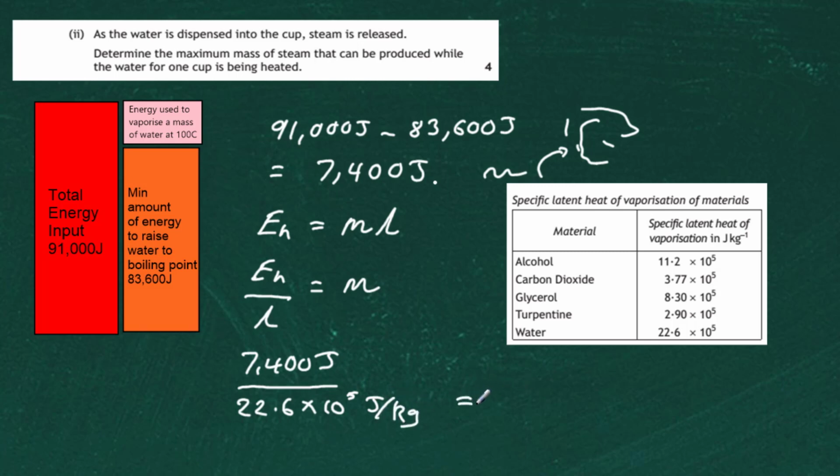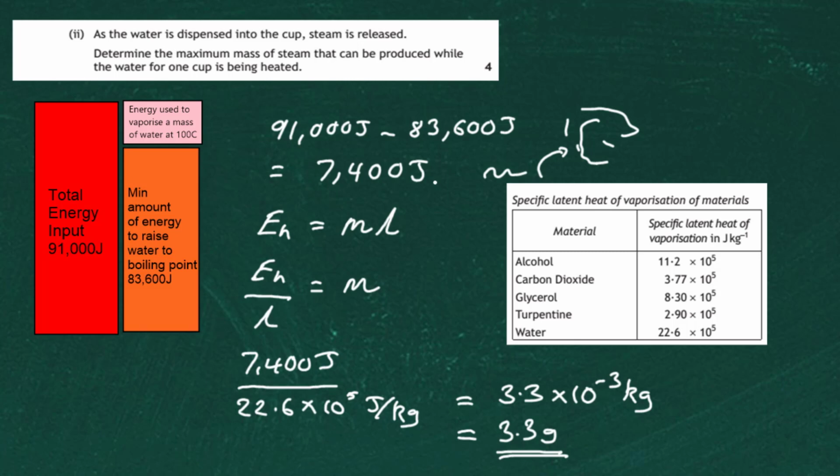So we do that in a calculator, we end up with a number according to our standard scientific notation, 3.3 times 10 to the minus 3 kilograms. So we change that into grams. We know that multiplying a kilogram by 1,000 will give us grams. So if we multiply 3.3 times 10 to the minus 3 kilograms, we get 3.3 grams of steam. So that's what we've got produced there.